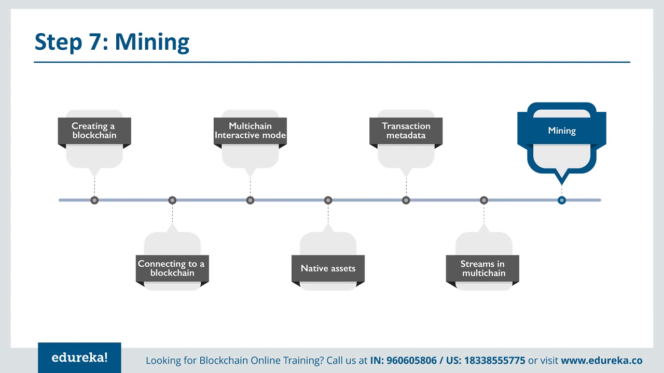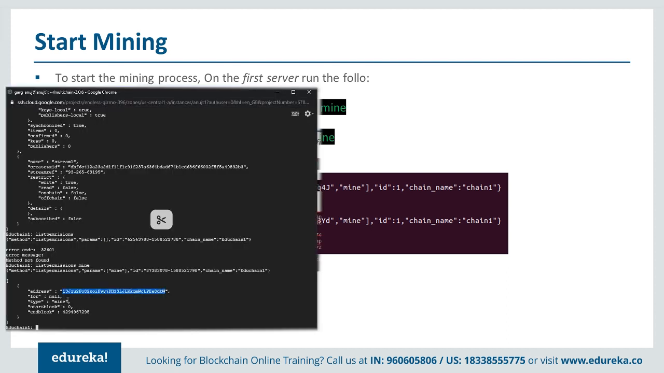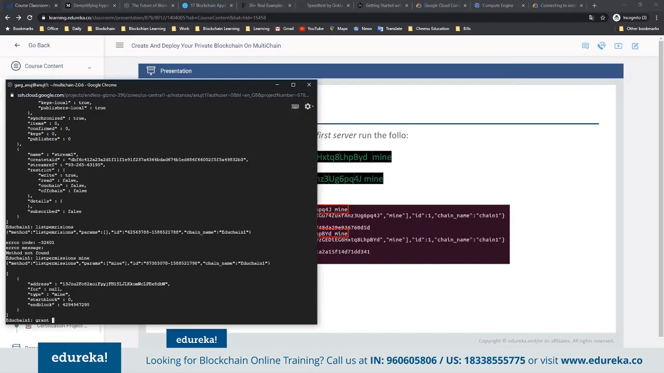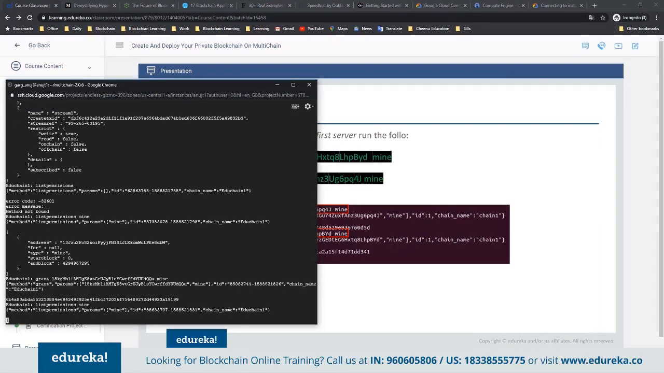And then the last topic in this is mining. By default, my first node is the miner node. If I see list permissions of mining, I am the only one who can mine the data. Now, if I want to give the permission of mining to the second node, then what I will do is grant the address of the second node mine. Now, if I see the mining permission, it will be for both the nodes.